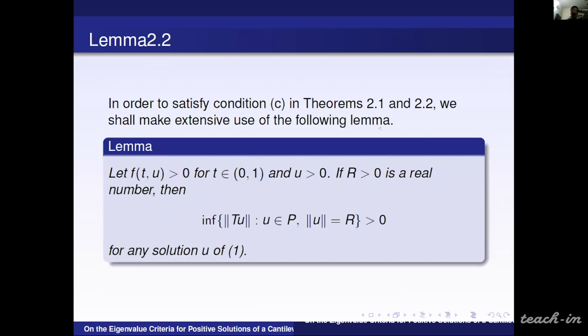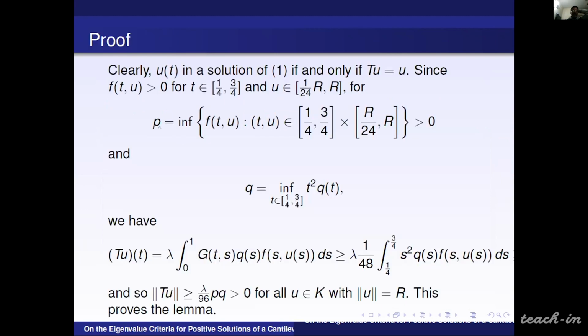So if I assume that P is the minimum or infimum value of f for t in [1/4, 3/4] and u in [R/24, R], and if Q is the infimum of the integral of the Green's function, this condition is required, then it says that T of u(t) is greater than or equal to this quantity. So obviously the norm of Tu we are getting is this quantity, and this is Q. So f of t, u is equal to the minimum value. If this is P, it comes out as 3/4 minus 1/4, which is 1/2, and 1/2 into 1/48, so lambda by 96 PQ.